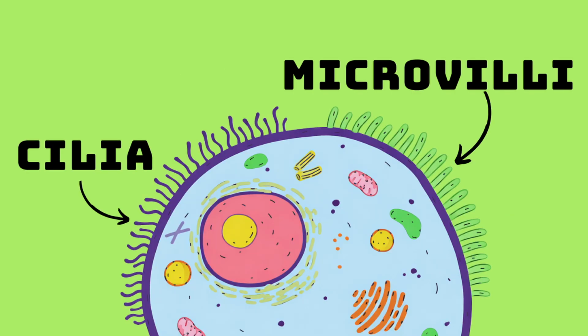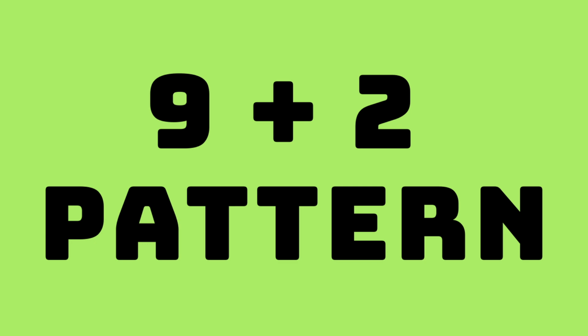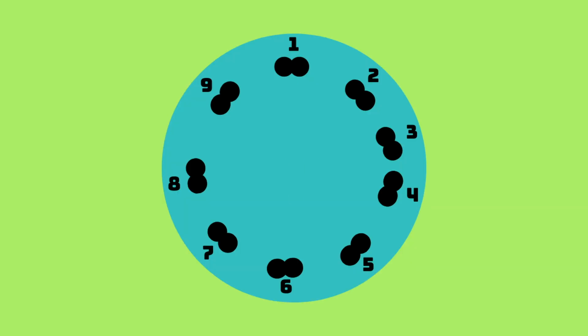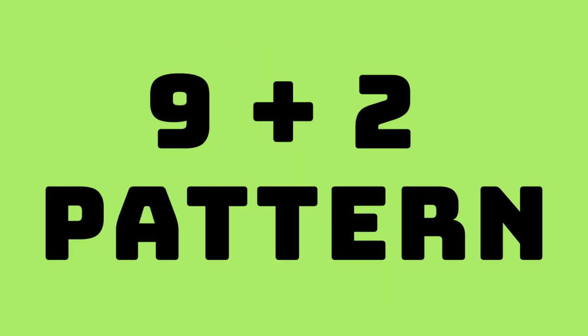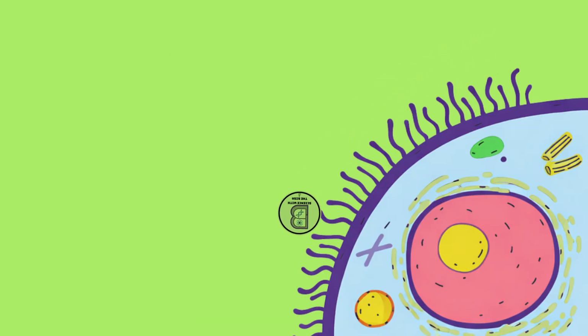Next, cilia and microvilli, two tiny projections that live on the cell's surface, each with a very different job. Cilia are hair-like extensions made from microtubules arranged in a 9+2 pattern. That's 9 pairs around the edge and 2 single microtubules in the middle. This arrangement allows them to move rhythmically, pushing substances along the surface of the cell.